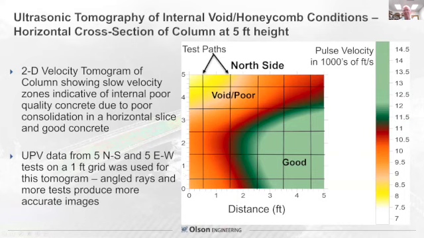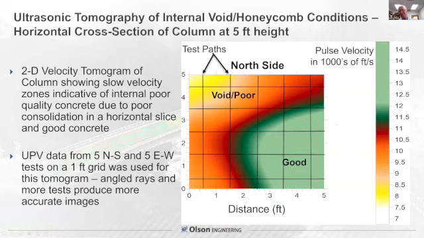So what do we get? Here's an example. This is a cross section in that area of void. On the north side is where you saw that visible honeycomb and void. And we're testing straight through north to south and straight through east to west on a fairly large grid of 1 foot. But the goal was simply to find out if they could save the columns or not.